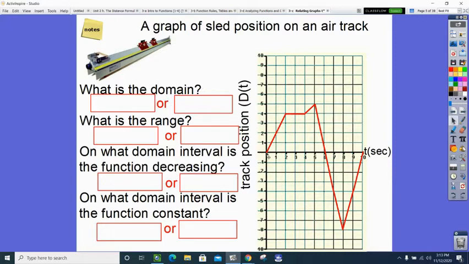When we look at a graph to determine domain, you're looking at the x values. So we're looking at where did the sled start for time and where did it end for time. And we notice it goes from 0 to 10. So we're going to write that as an inequality.